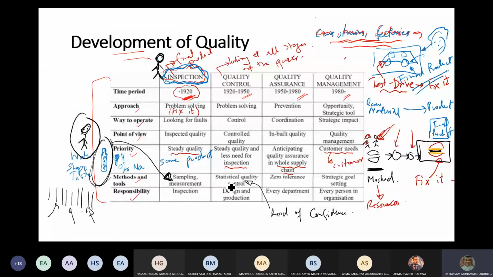Do you have any idea, for example, about the probability if the level of confidence is above 95% for a sample? What does it mean? Like we are 95% and more sure that this product is good and fine.